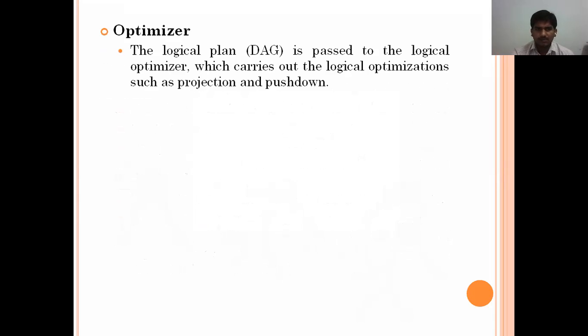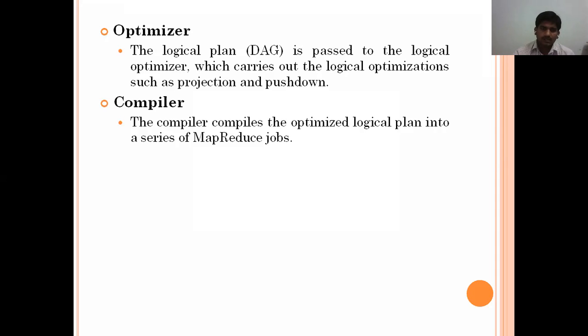So then the optimizer. Another step is there. No, first one is about the parser. The second one is about the optimizer. The logical plan DAG is going to be passed to a logical optimizer, which carries out the logical optimization such as projections and push downs. So how are we going to optimize, how are we going to reduce the number of steps from the 3 address code. Then the compiler.